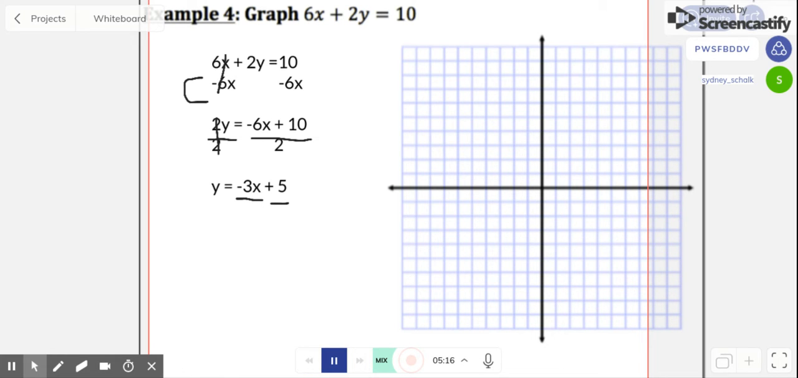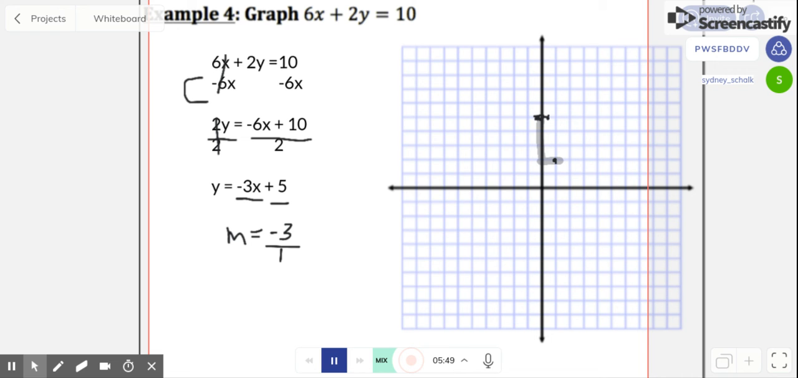So then I can go ahead and graph it. The first thing I'm going to do is plot my y-intercept, which is 5. So I'm going to go up 5, 1, 2, 3, 4, 5. First point there. Now from there, I have negative 3 as my slope, or negative 3 over 1. That means that I'm going to go down 3, 1, 2, 3, and to the right 1. That's where my next point goes.